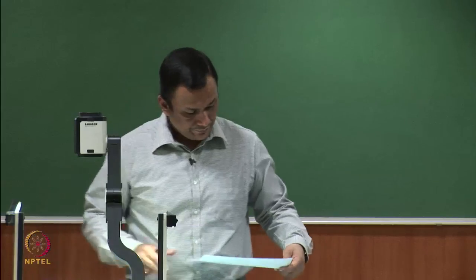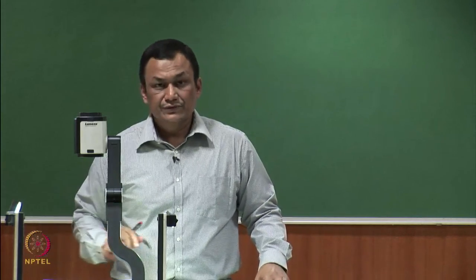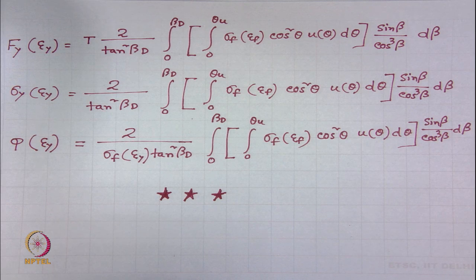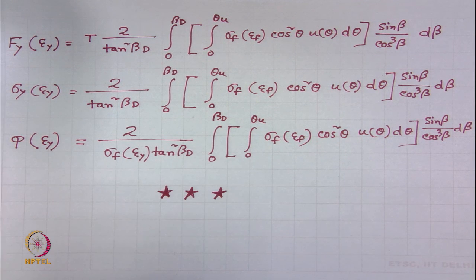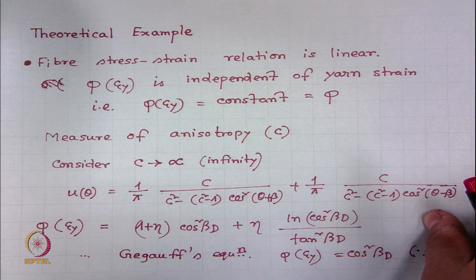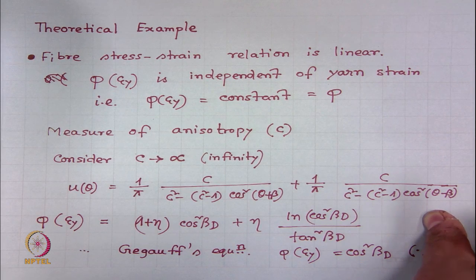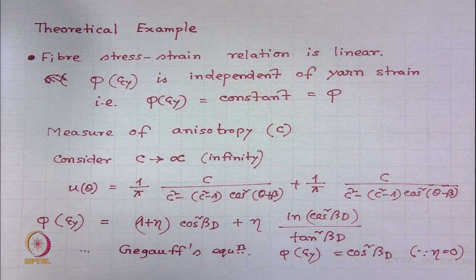So, what I do here, we consider these three equations. Look specially for this equation, you know how to calculate. What we assume? We assume fiber stress strain relation is linear, and for different values of anisotropy what will happen? The moment we assume fiber stress strain relation is linear, that means this phi is now independent. So, it will be having constant value. So, we expect phi to be constant.